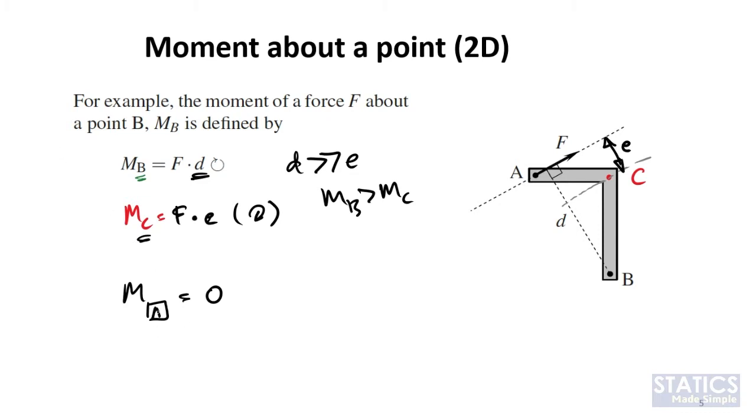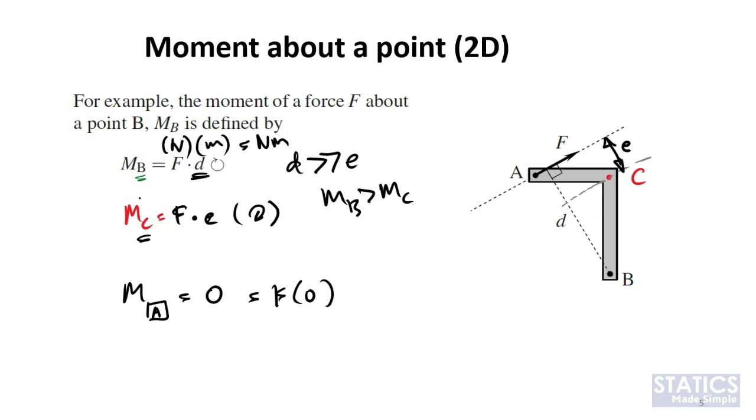Point A will give us zero moment. Why? Because based on our equation here, F is not zero, but D is zero. So F times zero D will give us zero moment. And the unit of moment is equal to Newton times unit of distance, or in this case, meter. So you have the unit of moment as Newton meter.